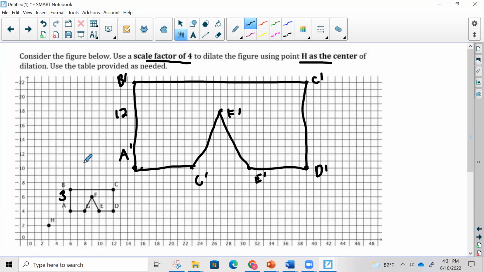And then if you wanted to figure out if your scale factor is right, you would say, okay, 3 times what gives me 12, which is 4, and that's right. And so all of these sides, like A to G is 2, A prime to G prime is going to be 8, which it is, because it should be 4 times as long. So that's how you do the dilation.